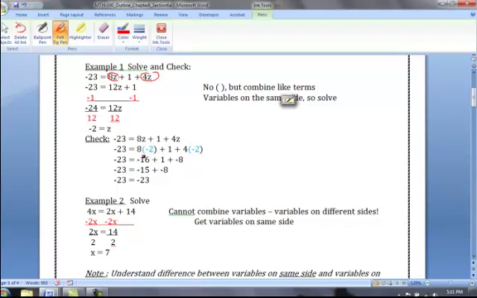And when we do that here, we get negative 16 plus 1 plus negative 8, which when you add left to right gives you negative 23. So that one checks because the left side equals the right side. Okay, let's look at example 2.